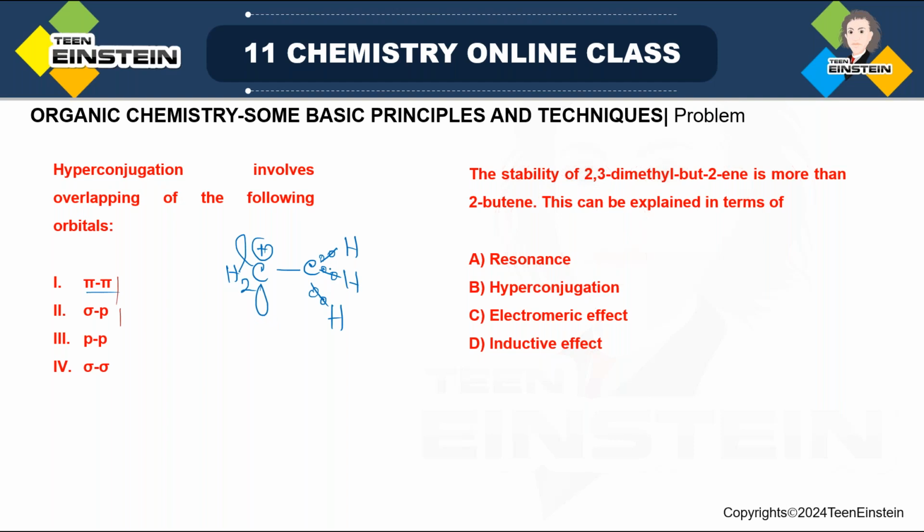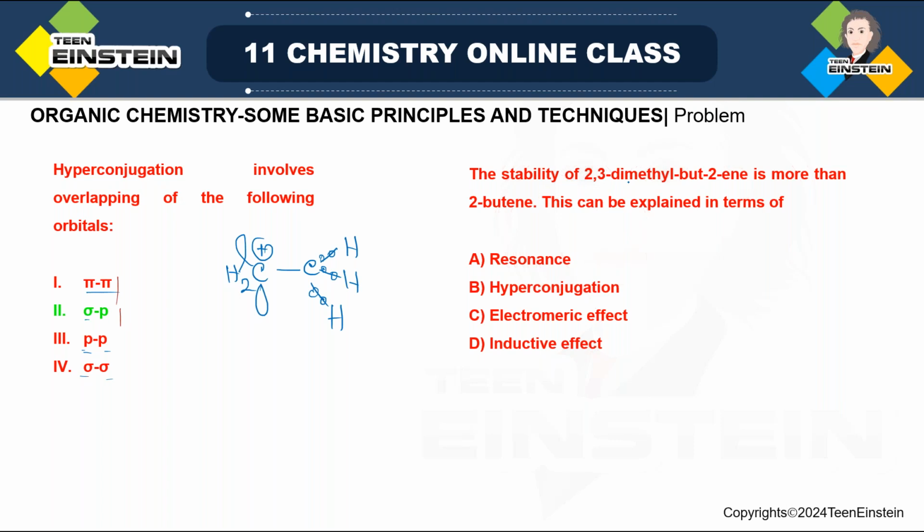So it is the interaction between sigma electrons and another vacant p orbital. So it is not pi-pi, not this one, sorry, this is p-p orbital, this is pi-pi, this is sigma-sigma, and this is sigma-p. That will actually be the correct option. Fine. Now come to the second question.